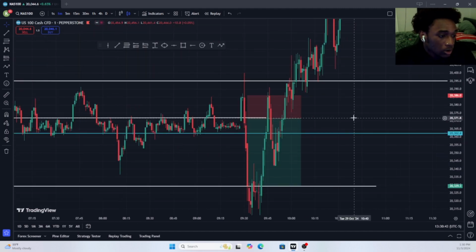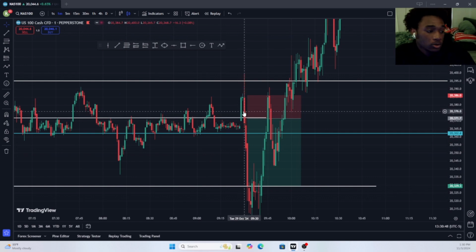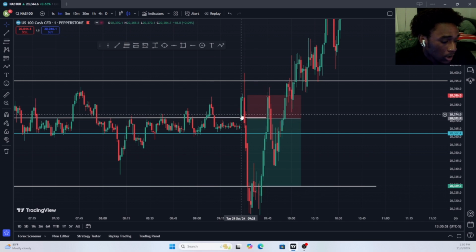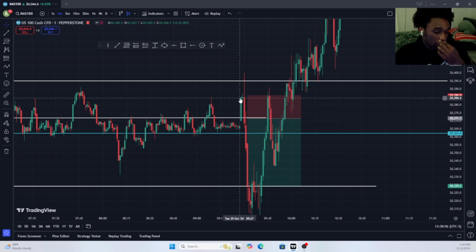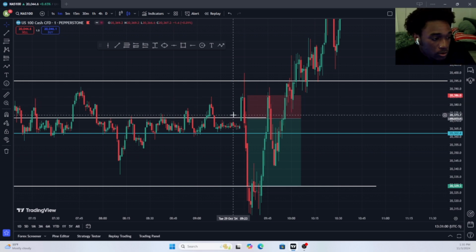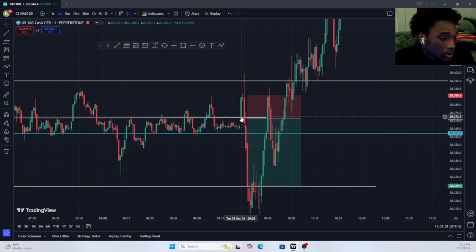As you guys can see, we had a fake out right here, but this is a pre-market fake out. This was not at 930. As you guys can see, price faked out to the upside. Even though we wouldn't have taken this trade because we knew price is in a downtrend, we wouldn't be trading against the trend. So we would wait for price to come back and break our resistance zone.